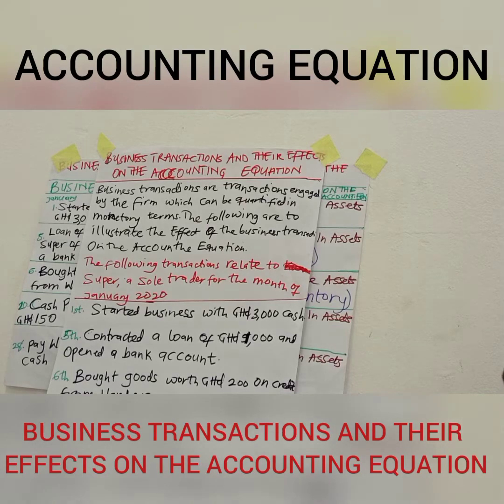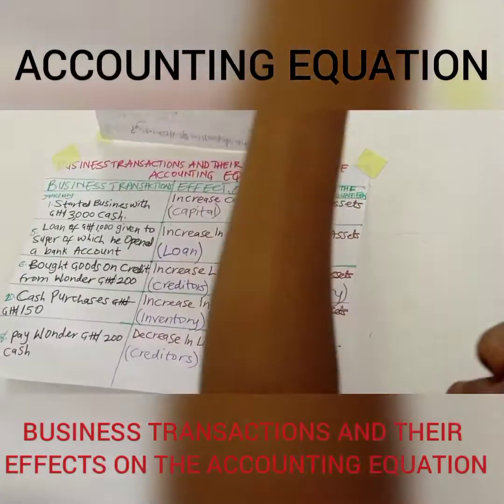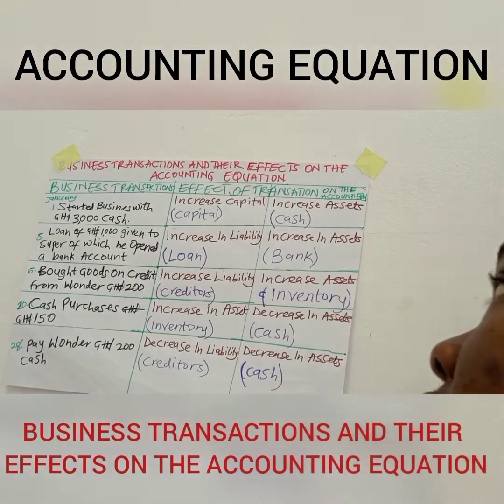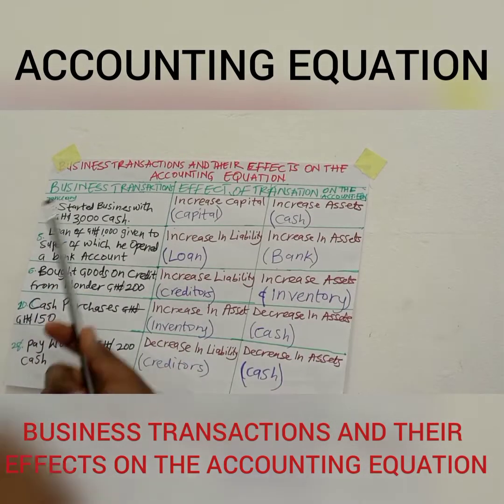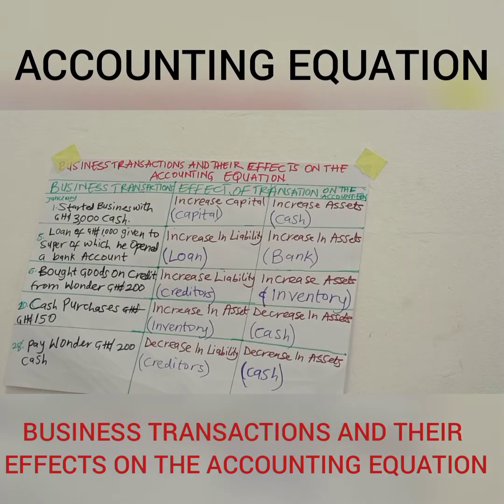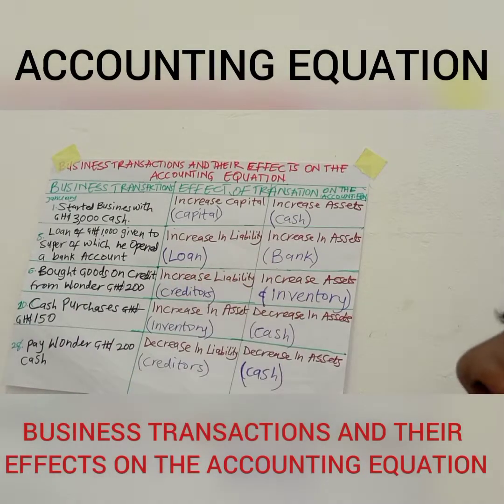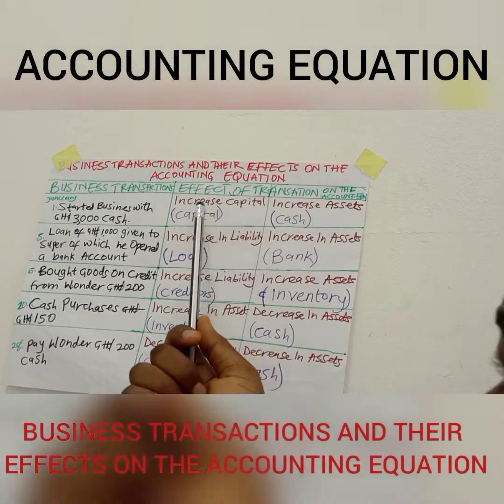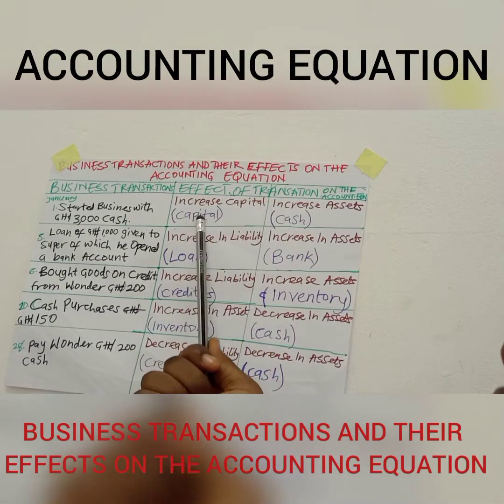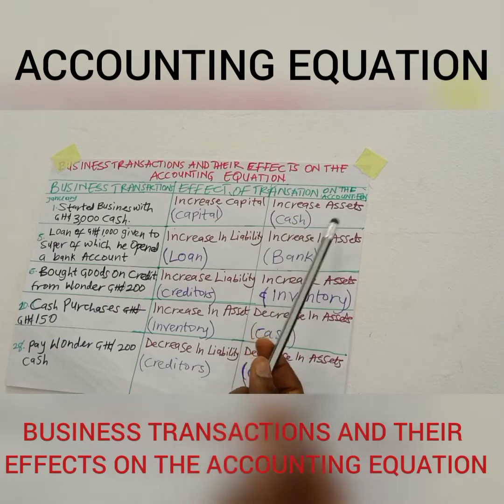So let's look at how it will affect the accounting equation we have spoken about. So on 1st January, she started business with 3,000 cash. Which side will increase and which side will decrease? She started the business and brought her own capital, so it means her own money. So capital will automatically increase. And then she brought in cash, and cash is an example of an asset. So assets will also increase. So increase in capital and then increase in assets, that is in cash.